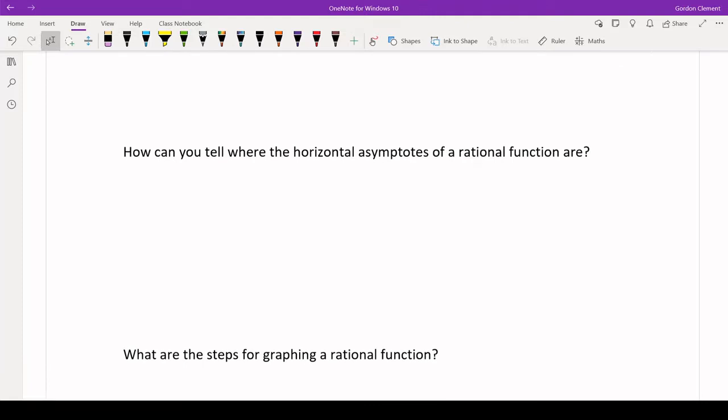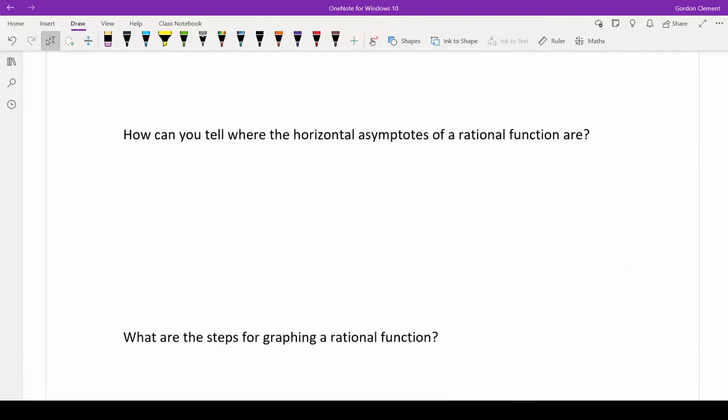Horizontal asymptotes, you remember they have to do with the powers of the numerator and the denominator, the degree of the numerator and the denominator. So if the degree of the numerator is bigger than the degree of the denominator, then there's no horizontal asymptote.